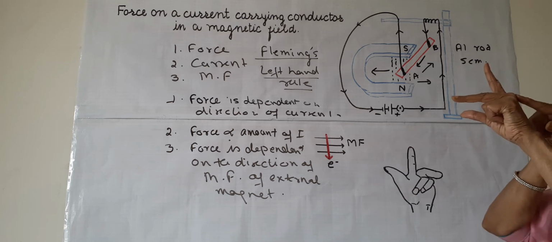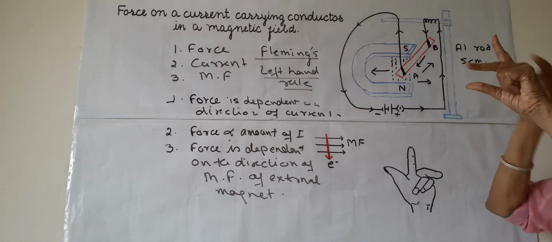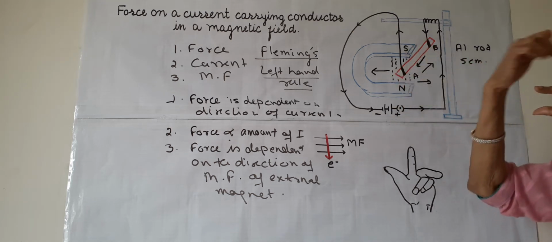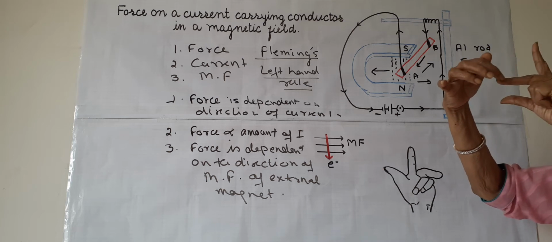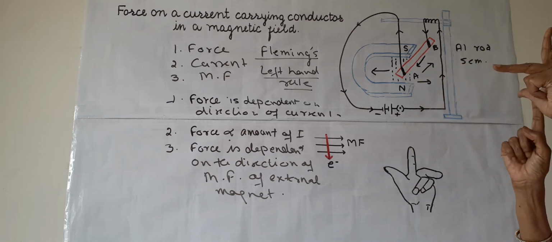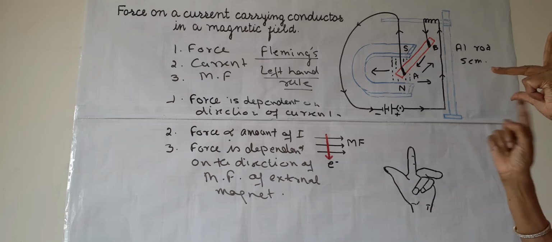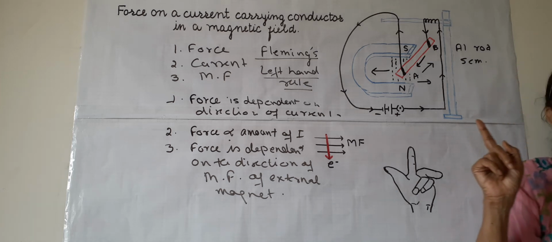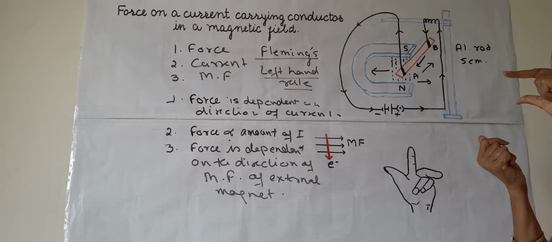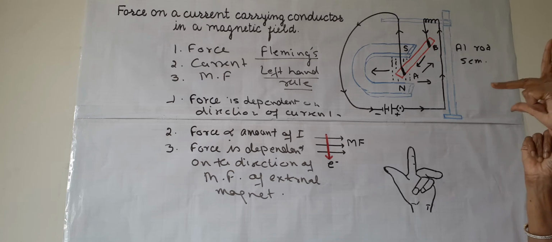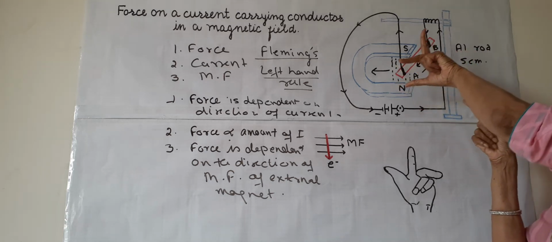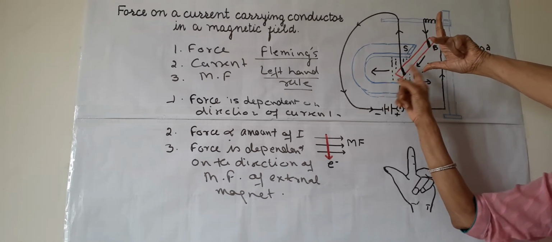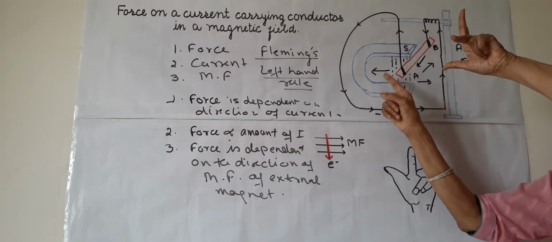I have told you we have to start from the knuckle. So this is B and this is A. And this is the magnetic field from north to south. This is the direction of current. Now where is my thumb? My thumb is towards the inner side of this magnet. So it goes in.